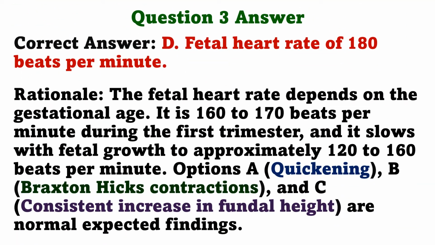The correct answer is D. Fetal heart rate of 180 beats per minute. Rationale: the fetal heart rate depends on the gestational age. It is 160 to 170 beats per minute during the first trimester, and it slows with fetal growth to approximately 120 to 160 beats per minute. Options A, B, and C are normal expected findings.